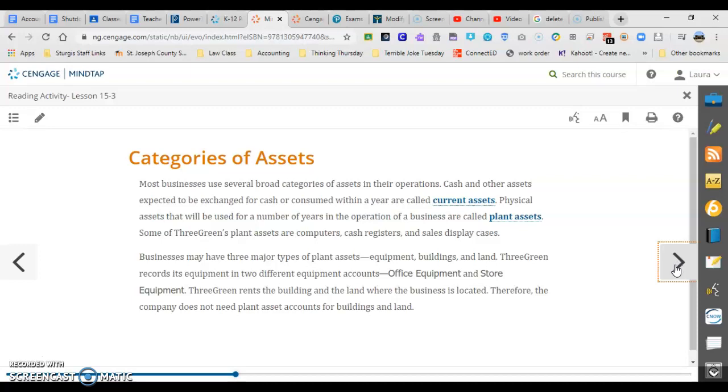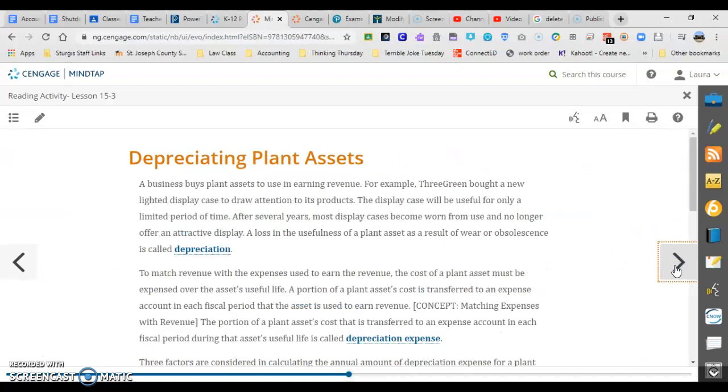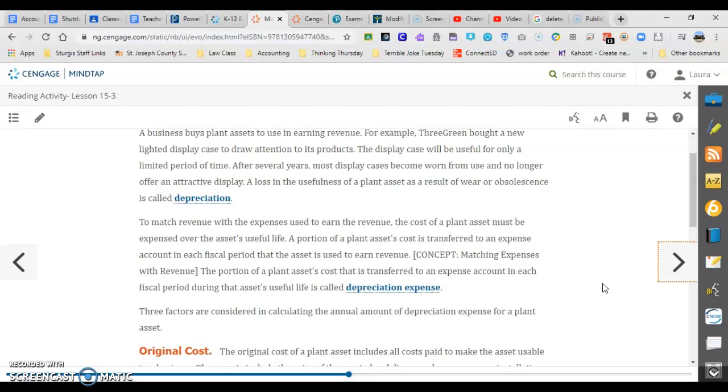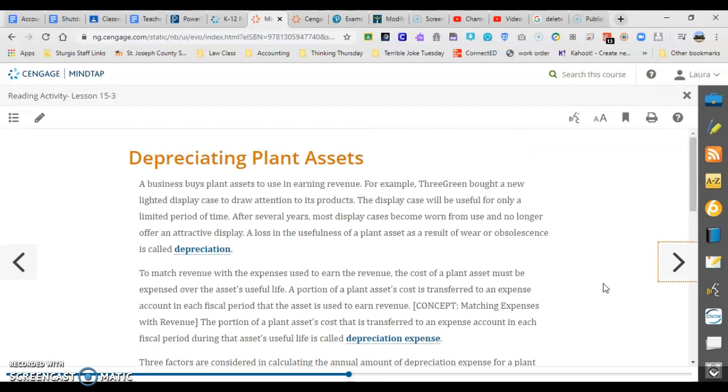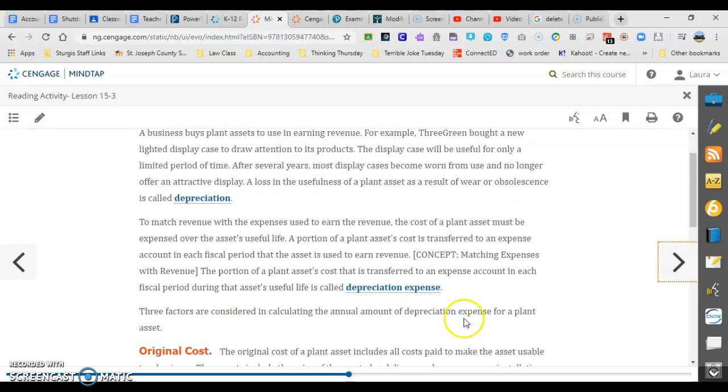This particular company talks about recording two different types of plant assets, office equipment and store equipment. With plant assets, you're going to calculate depreciation on them. Something like a cash register, if you buy it new, at the end of the year it's not going to be worth as much as it was when you first bought it. So that's why you have to calculate depreciation expense.